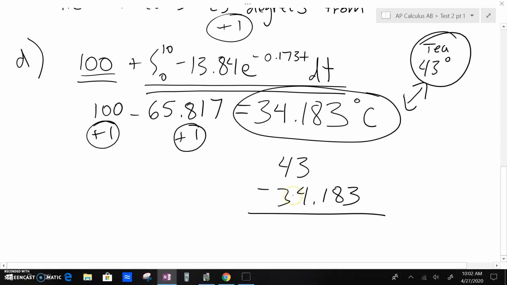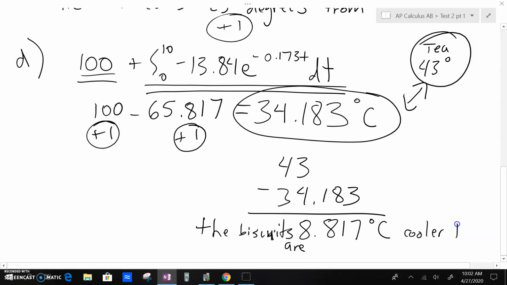So 43 minus 34.183. I'm going to subtract those out. And what is that going to be? 8.817 degrees Celsius. So the biscuits, we'll write it out. The biscuits, that's a tricky word to spell. Biscuits are 8.817 degrees cooler than tea at t equals 10, or at 10 minutes.